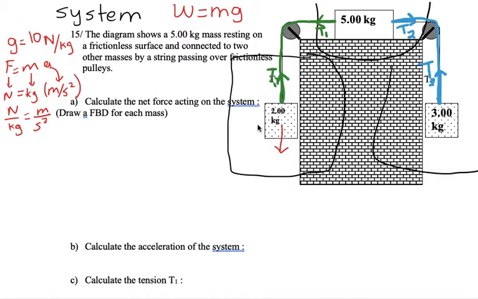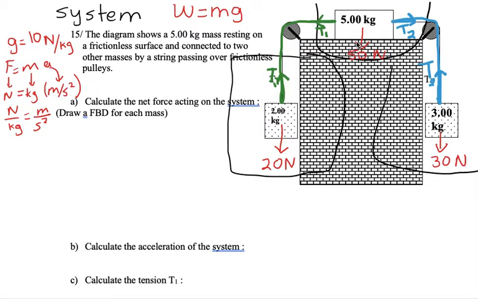Getting back to the question, if the mass is 2 and gravitational acceleration 10, you probably see already that this can be a 20 newton force acting downward. Likewise, 3 times gravitational acceleration, 3 times 10, the weight of this mass is going to be 30 newtons downward. Let's do the same on the 5 kilograms. This is going to be a 50 newton force downward.